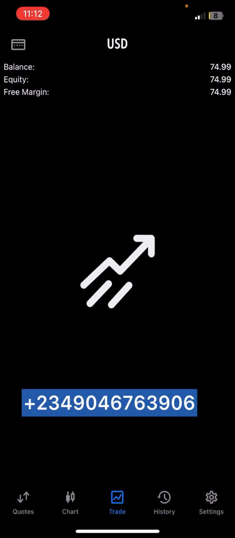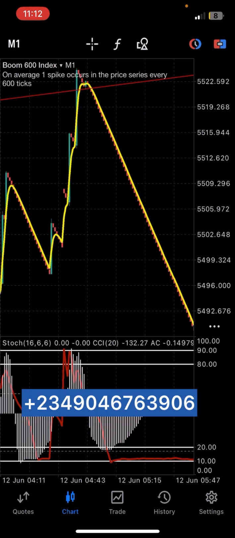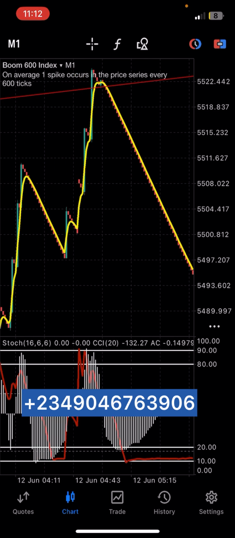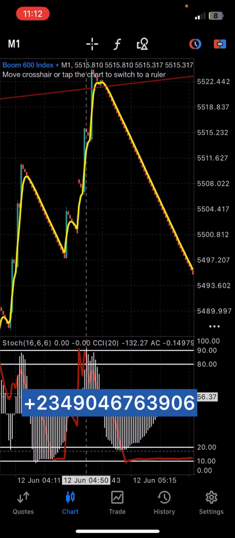Now my account is at almost $75, and let me show you guys how powerful and simple this strategy is. Now this is Boom 600. It's very simple. This strategy works on all Boom and Crash pairs, excluding Crash 50 and Boom 50, Crash 200 and Boom 300.